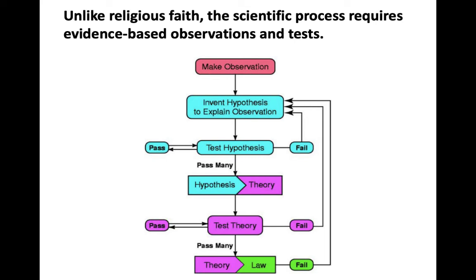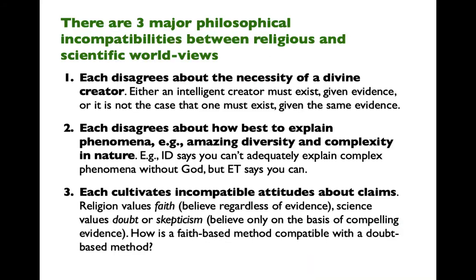Unlike religious faith, the scientific process requires evidence-based observations and tests. And this schematic diagrams more or less what I've been presenting to you in this course. There are then, as I see it, at least three major philosophical incompatibilities between religious and scientific worldviews. One: each disagrees about the necessity of a divine creator. Either an intelligent creator must exist given evidence, or it is not the case that one must exist given the same evidence.